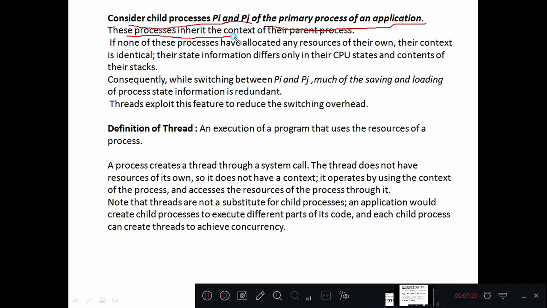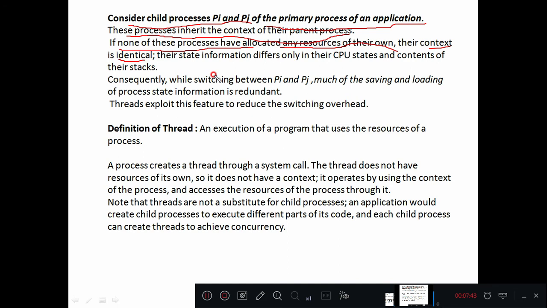These processes inherit the context of their parent process, because the operating system allocates the resources to a parent process. These child processes will inherit, or make use of, those resources which are allocated to a parent process. If none of these processes have allocated any resource of their own, their context is identical. That means when none of the resources are allocated to any of these child processes, their context is going to remain the same.